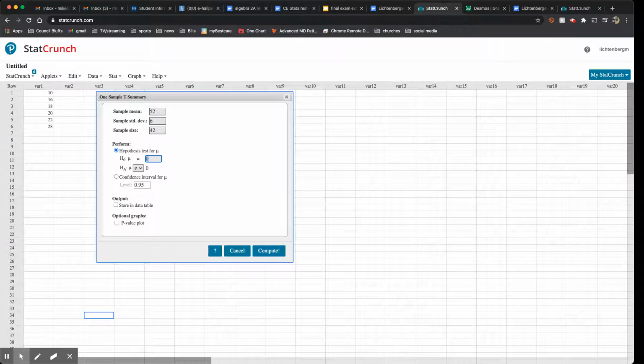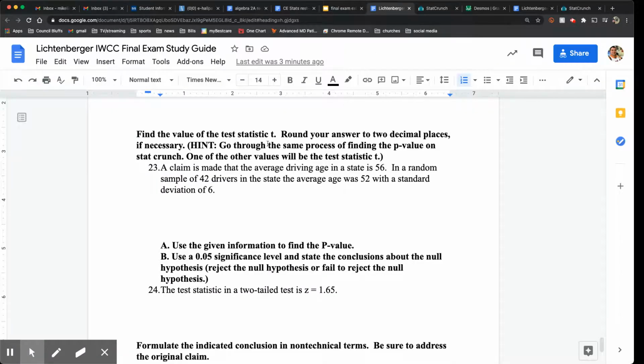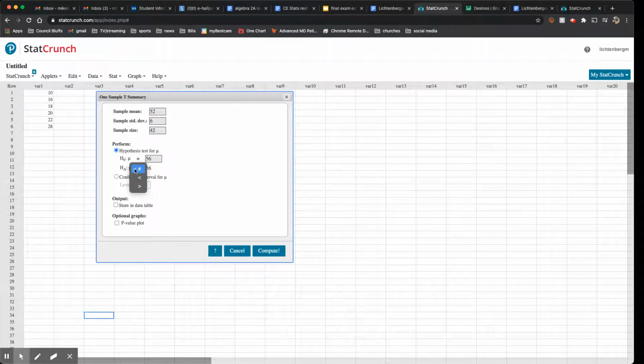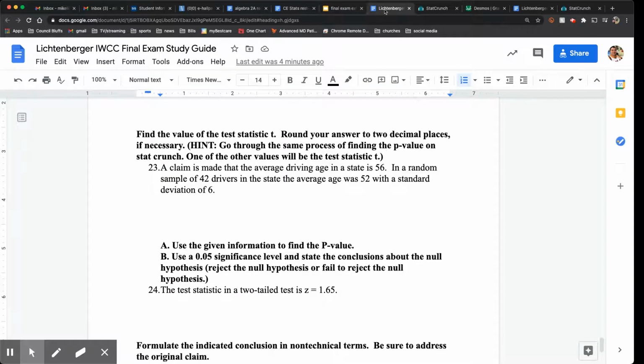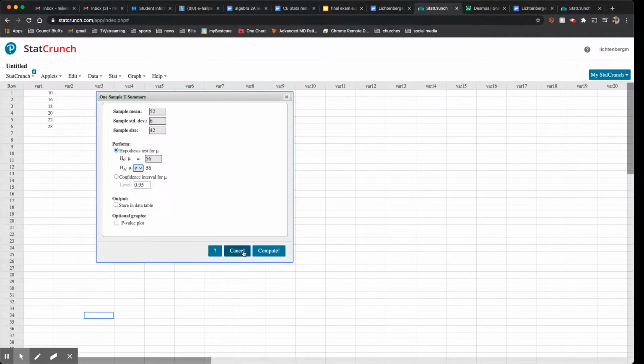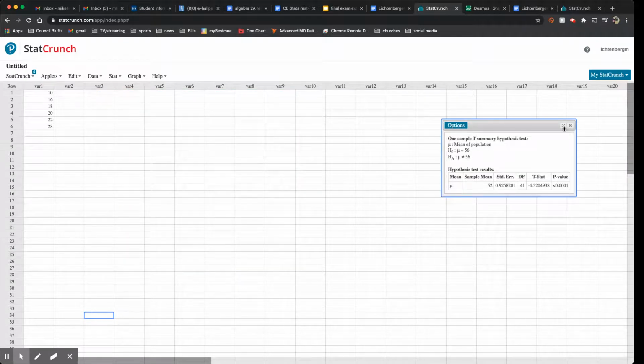What number is going to go here is going to be the 56. That's the claim. The claim is made that the average driving age in a state is 56. Now, is there anything here that would imply whether this was less than or greater than? The answer is no. So we're going to leave that as not equal to, and we're going to compute.